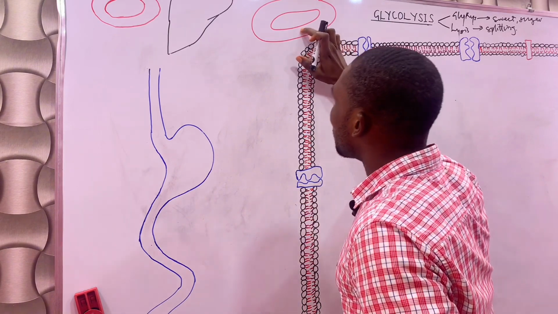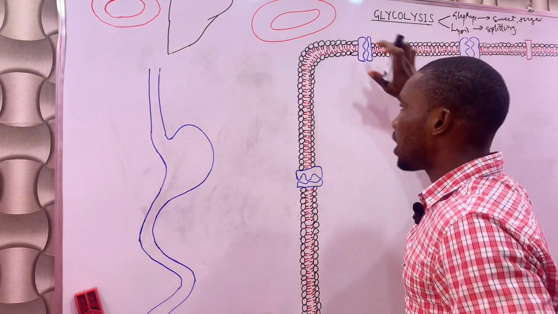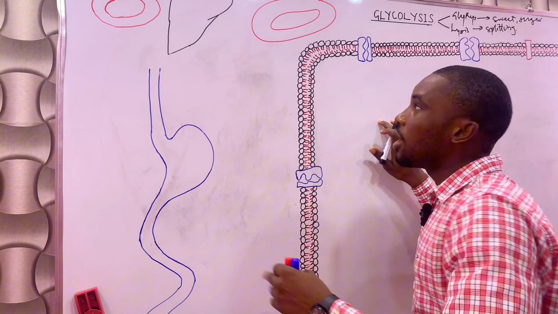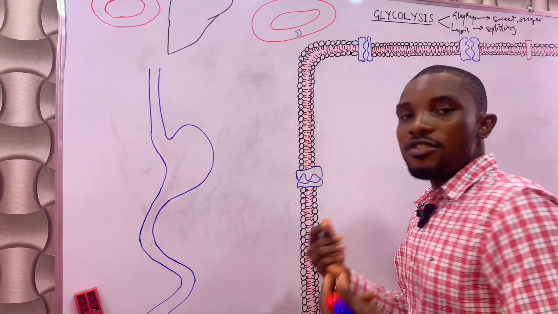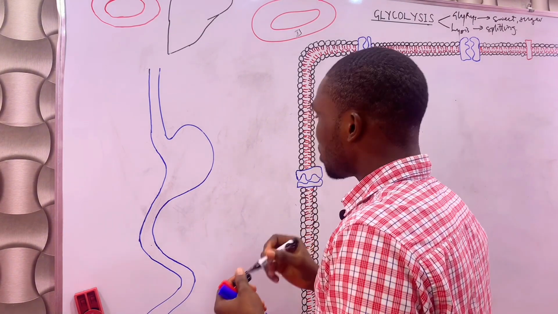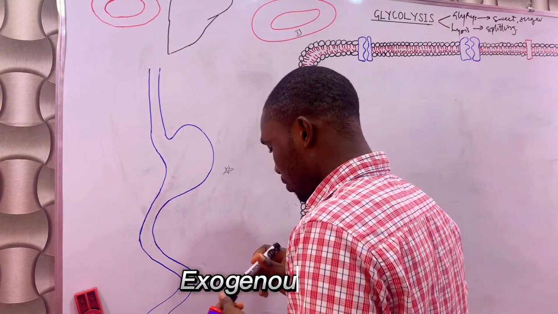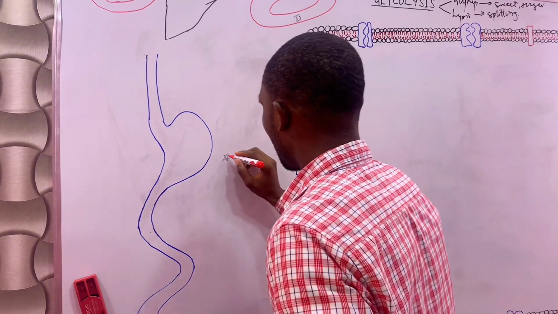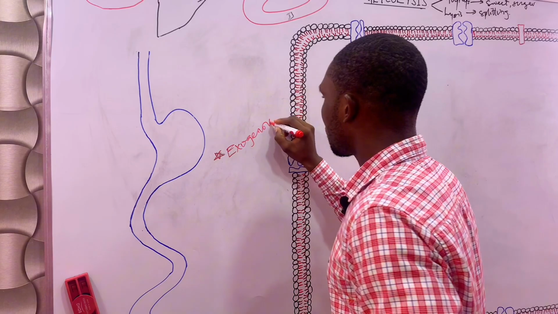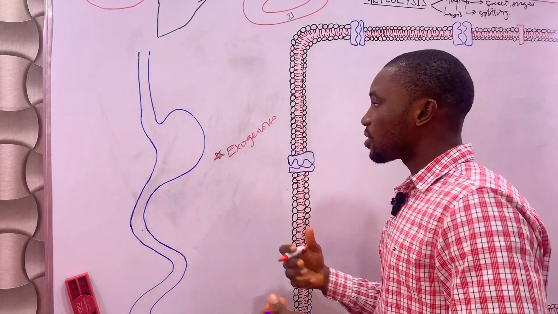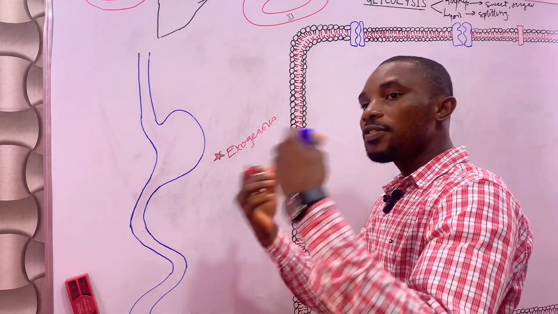And where does the cell get the glucose? It needs glucose to be in the blood, which now moves to the interstitial fluid and into the cytoplasm of the cell. But how does this glucose get to the cell? There are various mechanisms. One, which most of you know about, is what? Exogenous. So we have exogenous routes. The exogenous route is the process by which we eat food.